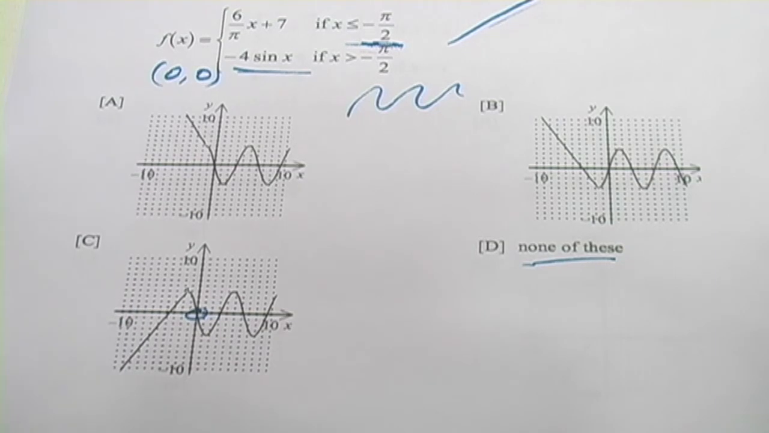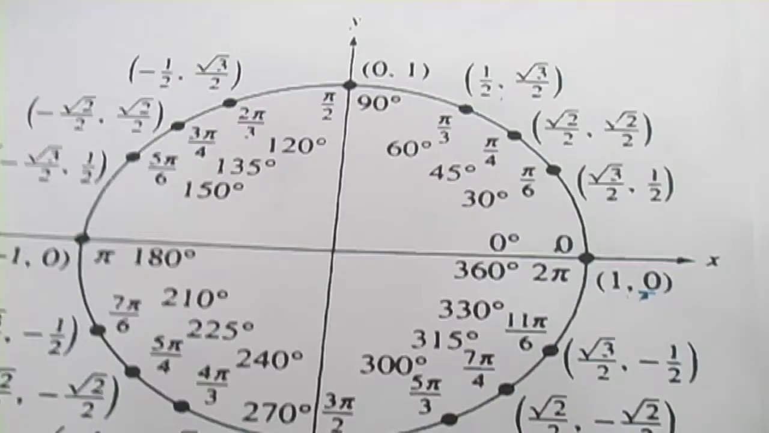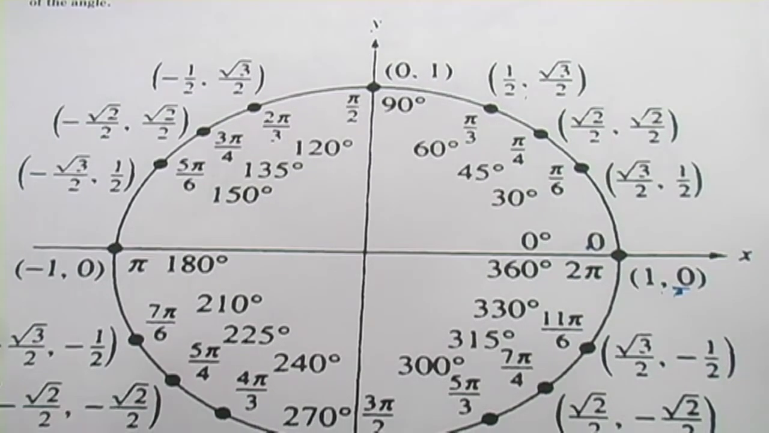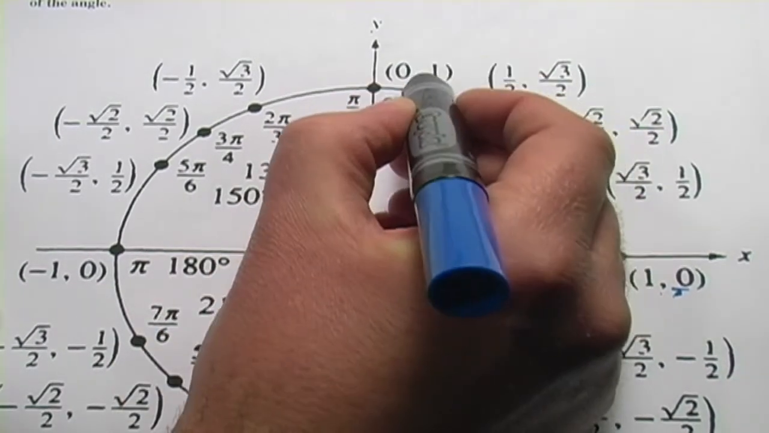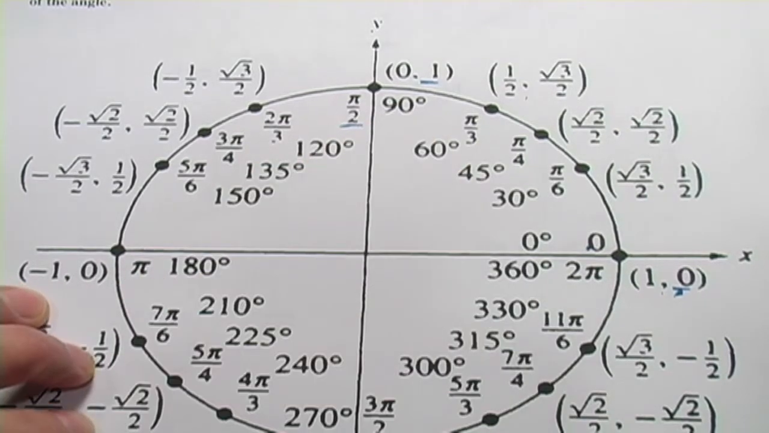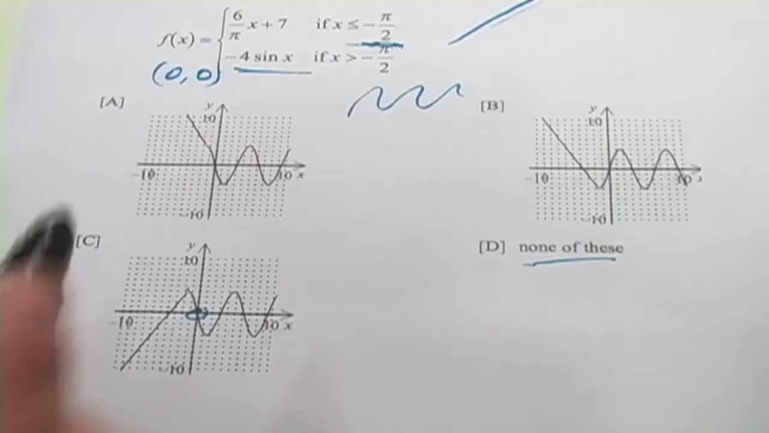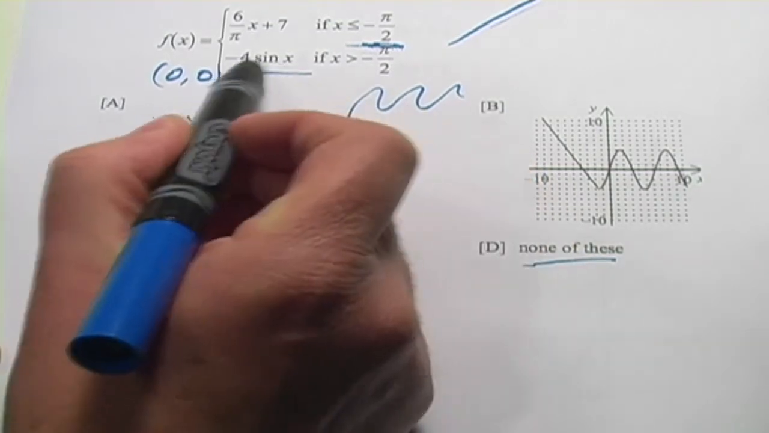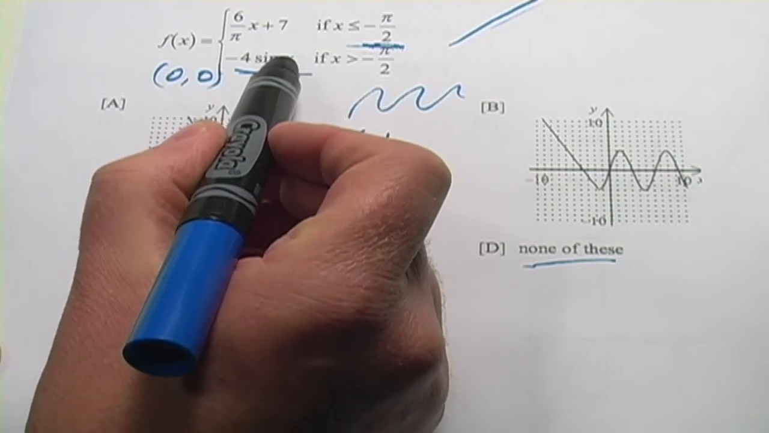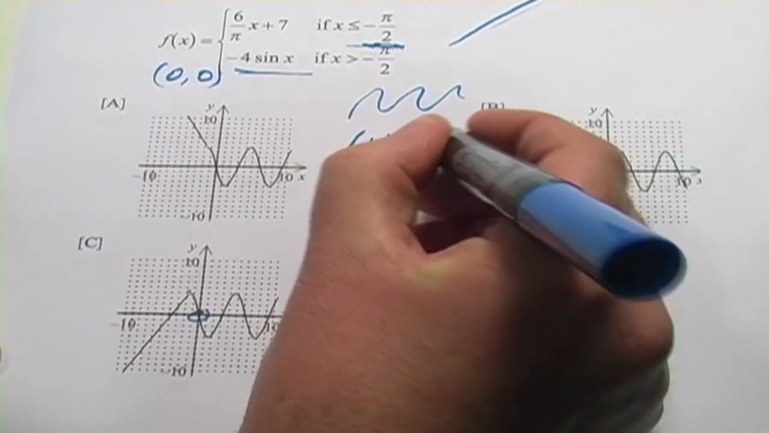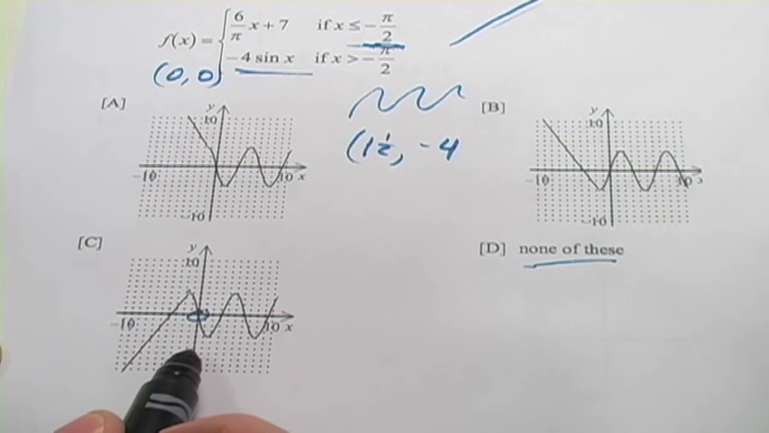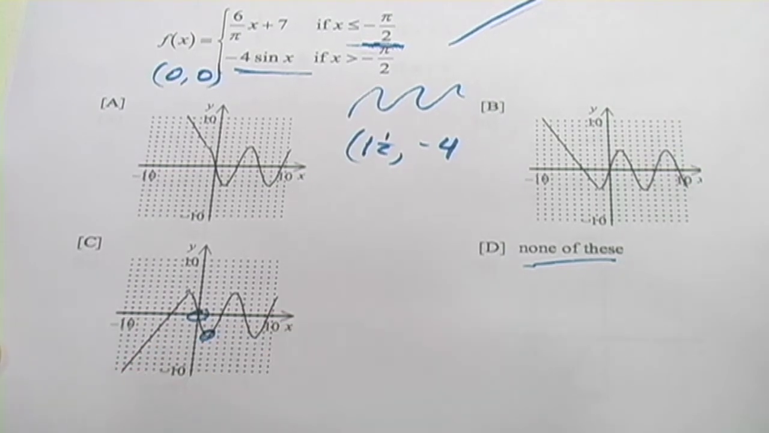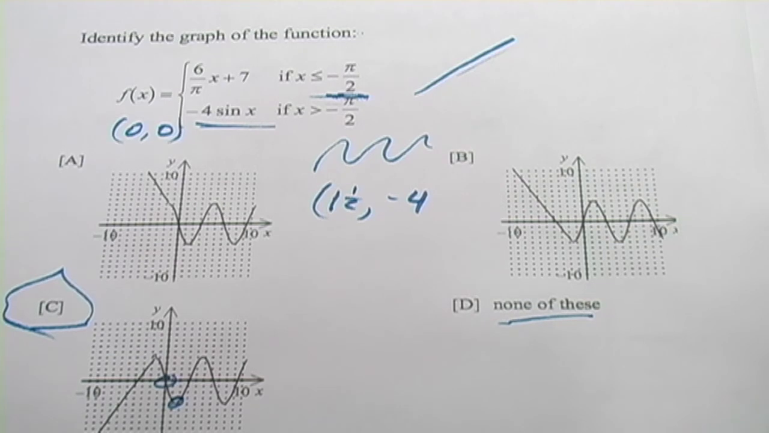But we ought to check one more. One good place to check is pi over 2. At pi over 2, the sine is 1. Now remember, pi over 2 on our graph is about 1.5. So our x-coordinate is going to be about 1.5. And our y-coordinate we're going to get by plugging in here. The sine of pi over 2 is 1, times negative 4. So that should be negative 4. So do we appear to have the point (1.5, -4) in here? And lo and behold, we do. So this checks out, and C is going to be your answer. So that's a little bit of work with piecewise functions.